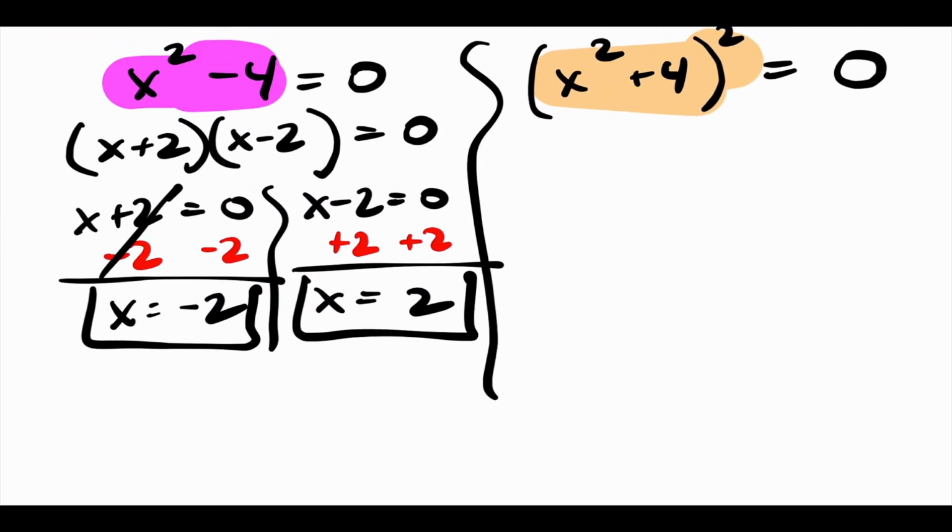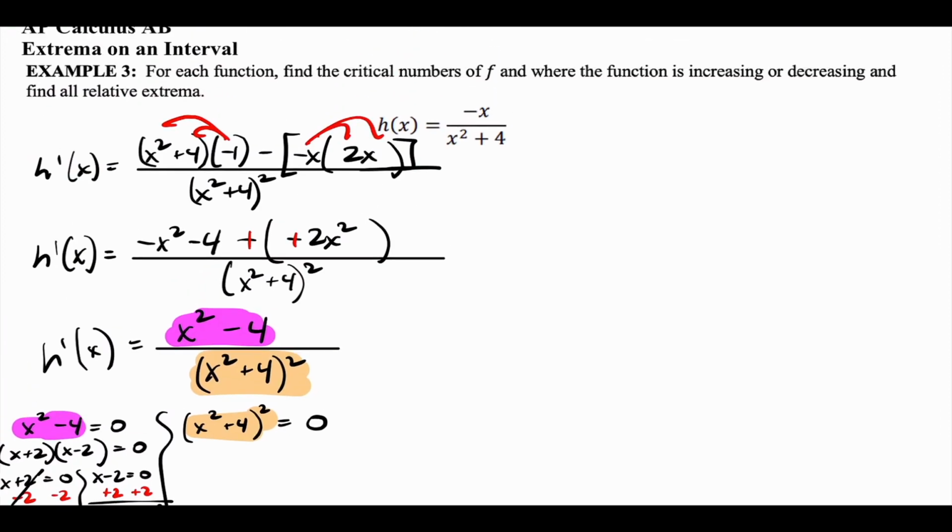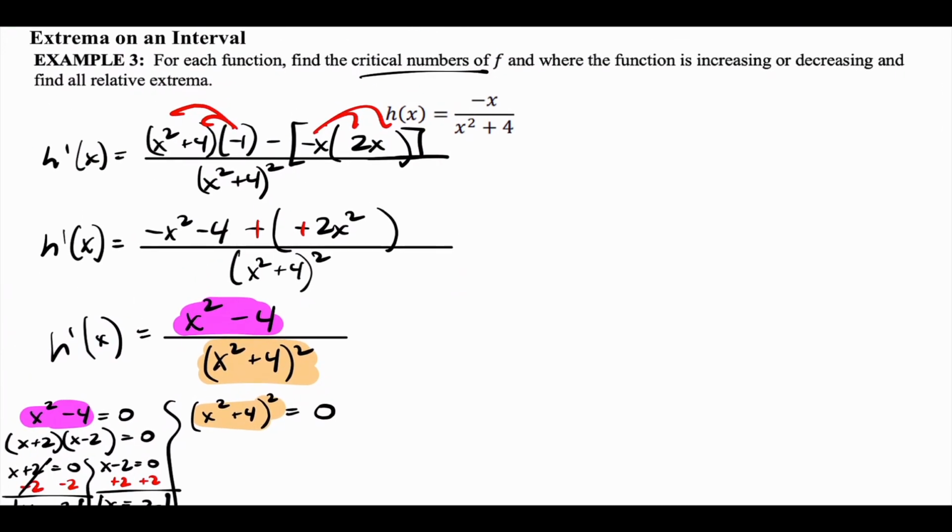All right? Okay, so I have two critical values. Those are my critical numbers. How do I tell if they're increasing or decreasing? Yep. First derivative test, called the first derivative test.